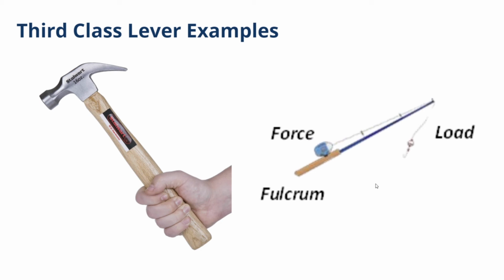A fishing rod is also a third-class lever. The load is the big fish at the end of the line. The beam is the rod itself, and the force is the person reeling in the fish using the rod's handle between the two ends. The fulcrum is the bottom part of the handle of the rod.